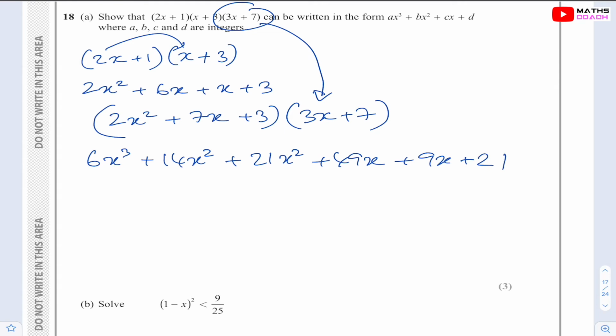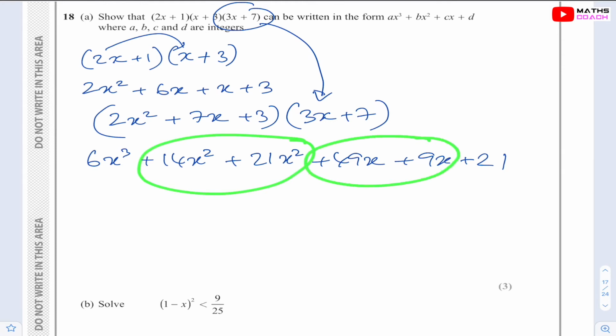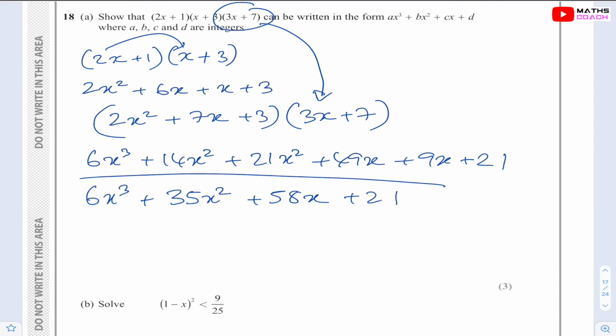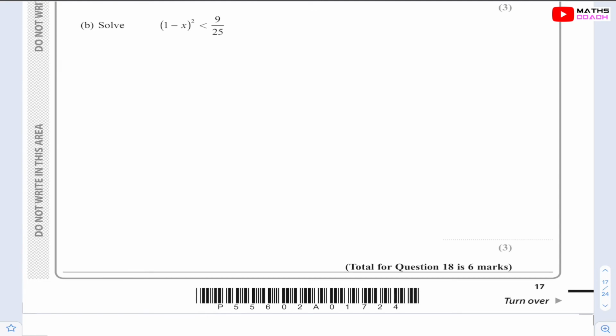Right, so I've expanded everything out now. I will collect the like terms once again. So we have these like terms and we have these like terms. So 6x cubed plus 14 plus 21 is 35x squared. 49x plus 9x is 58x, and we have the 21. So that's my final answer. So on to part B.